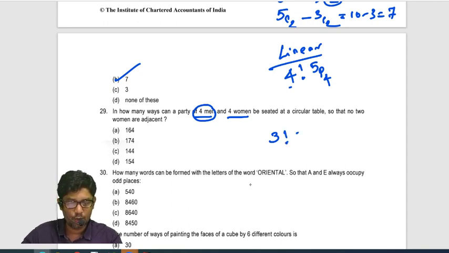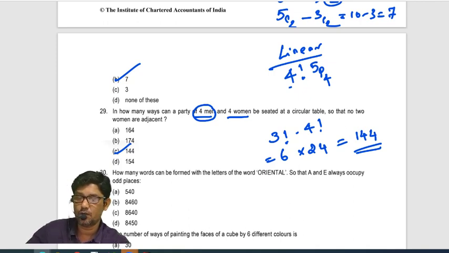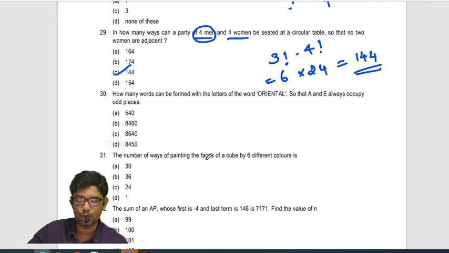Okay, into what? 5P4, which is 4 factorial. So 3 factorial is 6, 4 factorial is 24, which is equal to 144. Yes, our answer is 144. Joshita, 3C2 is not 6, 3C2 is 3 only, 3P2 is 6.